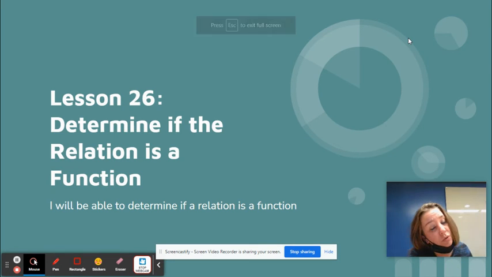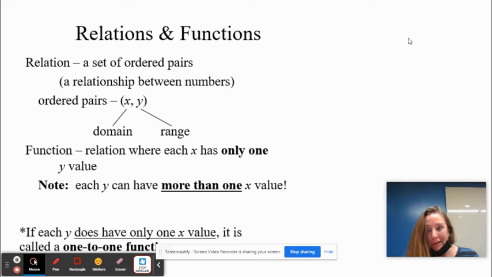Here we are going to determine whether relations are a function. So basically, a relation in math terms is xy coordinates. One thing is related to the other one. So the definition of a function is where each x value only has one y value, but each y value can have more than one x value.